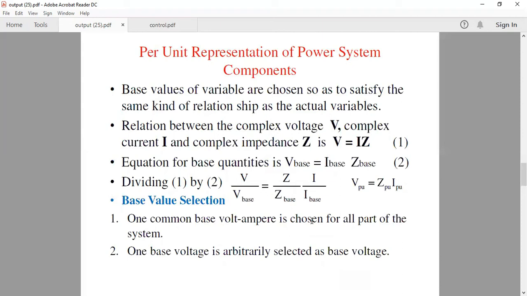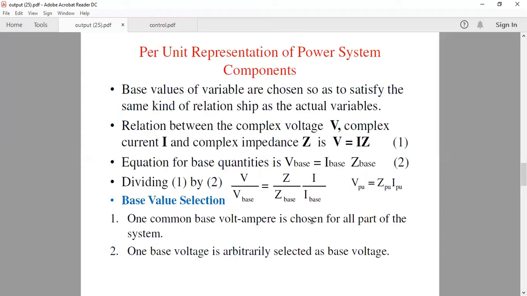Dividing 1 by 2, where equation 1 is for the actual value and equation 2 is for the base value, we will get the per unit value, that is actual value divided by the base value. So voltage per unit equals Z per unit into I per unit. For this per unit representation, we need to select base values for the system as well as for different sections in the system.